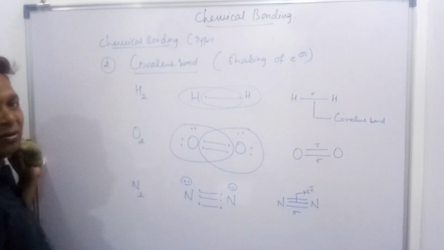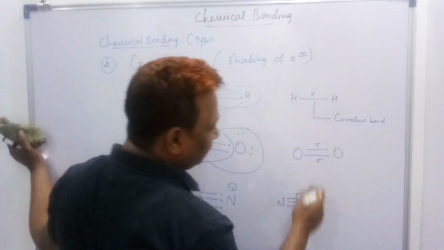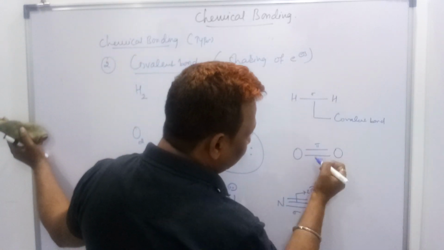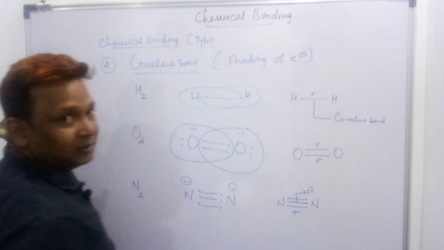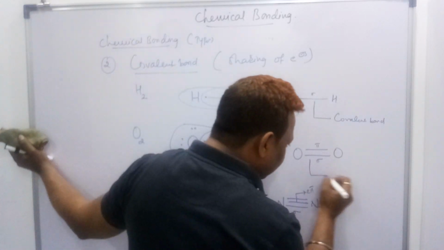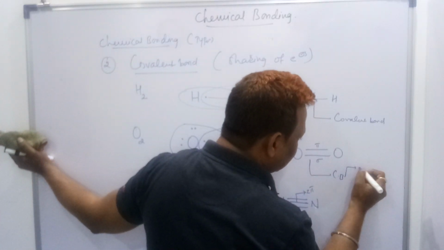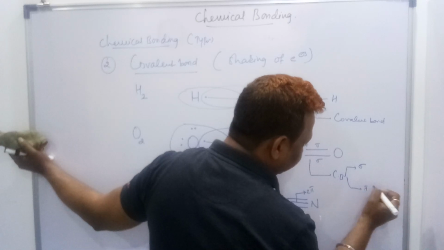Sigma bond, sigma and pi bond, sigma and 2 pi bonds: these are things we know only by knowing the sharing of electrons. So all these bonds are what? All these bonds are covalent bonds. Now we can say that the covalent bond is of two types. One is a sigma, the other is a pi.